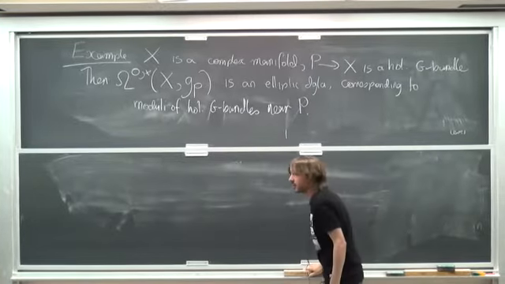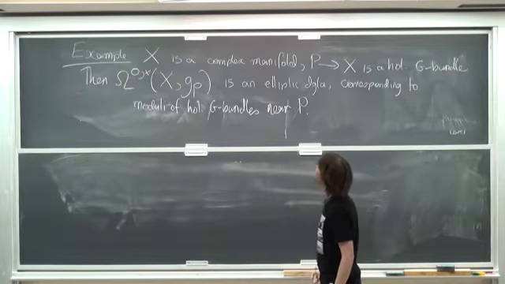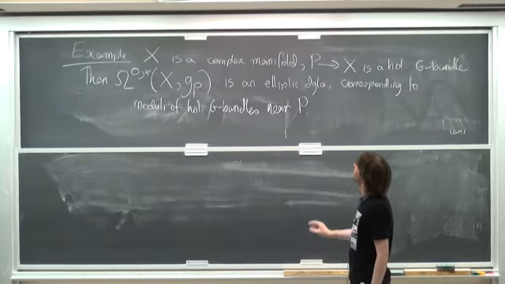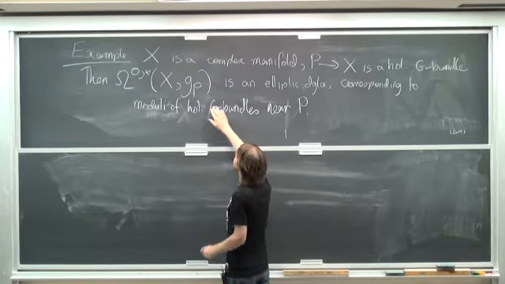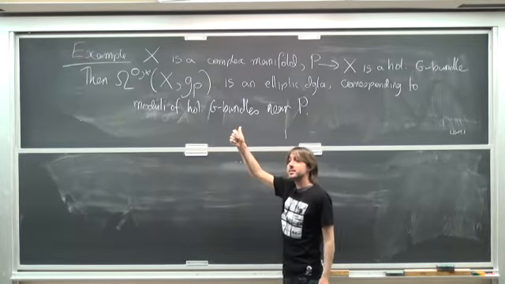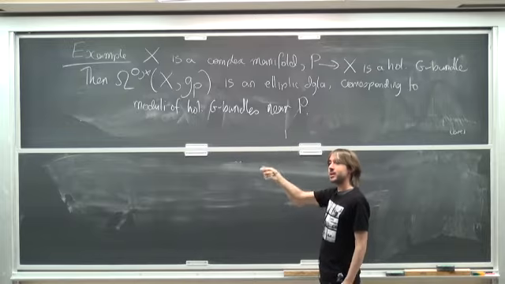Can you repeat? So this was the Dolbeault complex of X with coefficients in what is G sub P? Oh, so this is the adjoint bundle of Lie algebras. So the group G acts on the Lie algebra side.